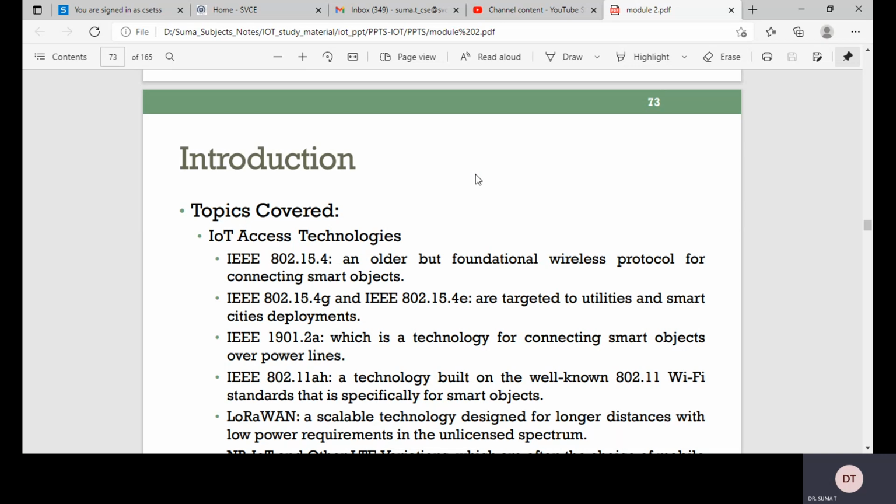IEEE 802.15.4 is commonly found in the following types of deployments. Where we are going to apply it is home and building automation. We are going to use it for our home appliances and automotive networks, industrial wireless sensor networks, interactive toys, and remote controls.